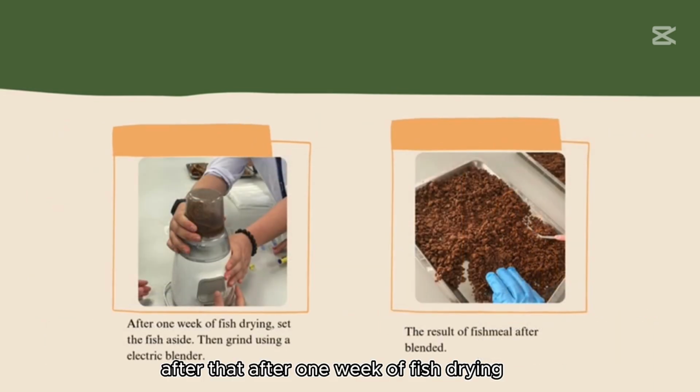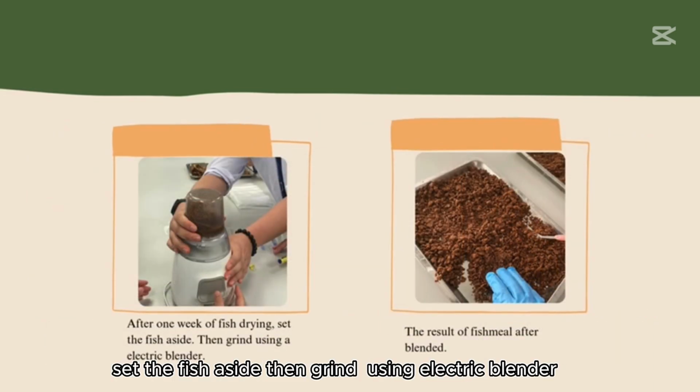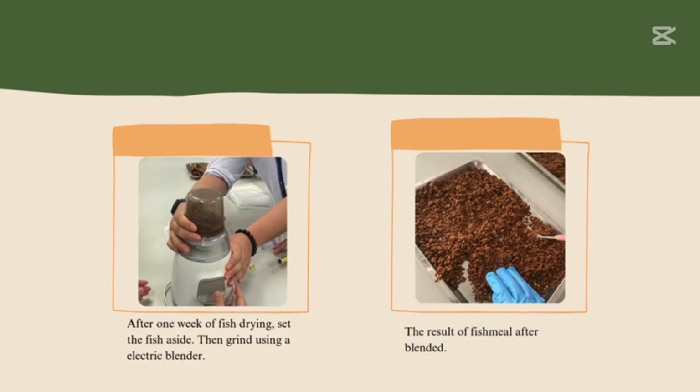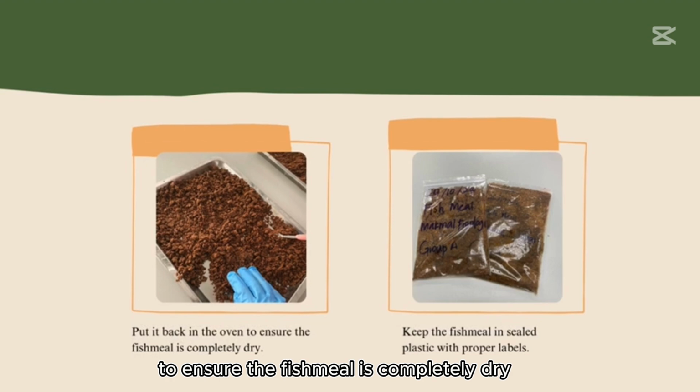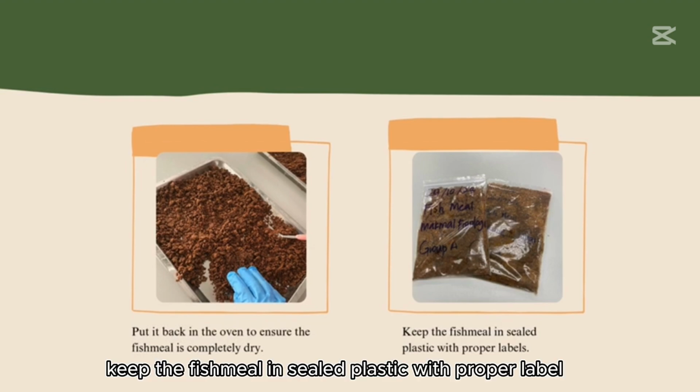After 1 week of fish drying, set the fish aside. Then grind it using an electric blender. This is the result of the fish meal after being blended. Next, put it back in the oven to ensure the fish meal is completely dry. Lastly, keep the fish meal in sealed plastic with a proper label.